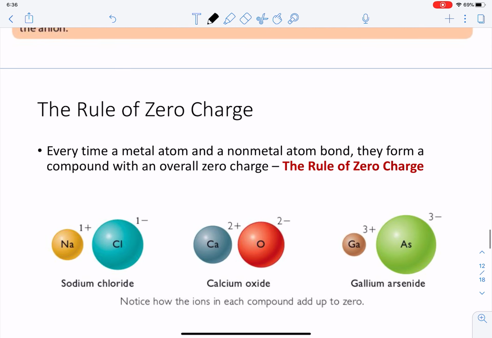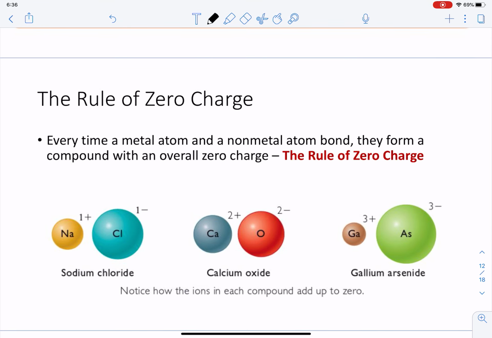So, and this kind of leads us to our rule of zero charge. The net charge of an ionic compound is always 0, right? Ionic compounds always have to add up to 0. And that's what the rule is talking about. Because your positive charges always need to cancel out with your negative charges. It's conserving charge. The electrons can't just magically disappear. They have to go somewhere. So every time a metal atom and a nonmetal atom bond, they form a compound with an overall 0 charge.